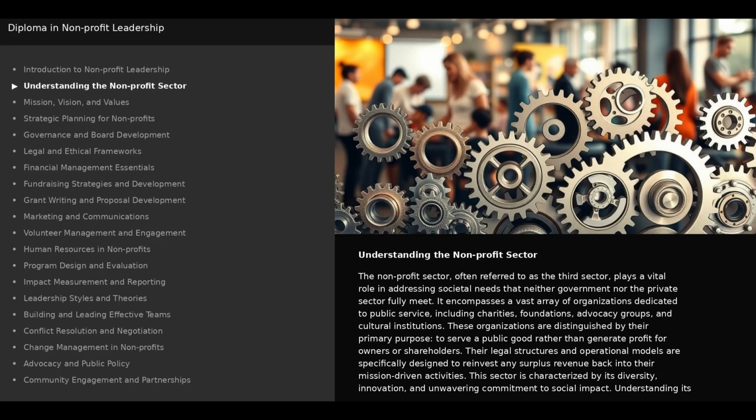This sector is characterized by its diversity, innovation, and unwavering commitment to social impact. Understanding its unique ecosystem is fundamental for effective leadership.